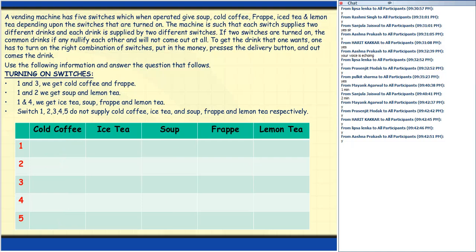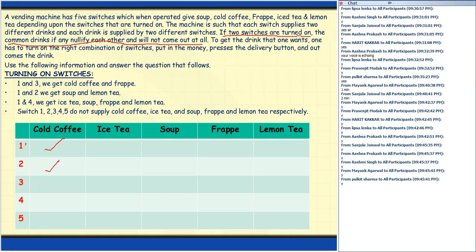Now to get the drink that one wants, one has to turn the right combination of switches, put in money and press the delivery button, and out comes the drink. Before that, one more line: if two switches are turned on, the common drink, if any, will nullify each other and will not come out at all. For example, if switch number 1 gives cold coffee and switch number 2 also gives cold coffee, then when you press 1 and 2 simultaneously, you will never get a cold coffee. Is that clear to all of you? Please tell me yes or no before I move forward. Great. So let's move forward now.